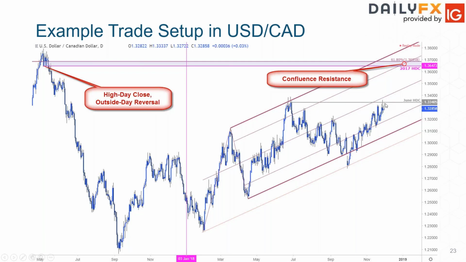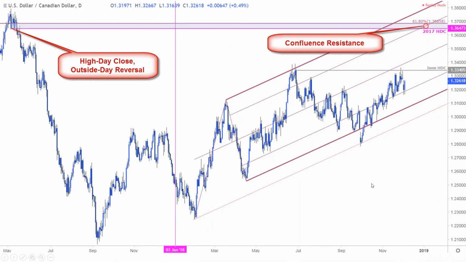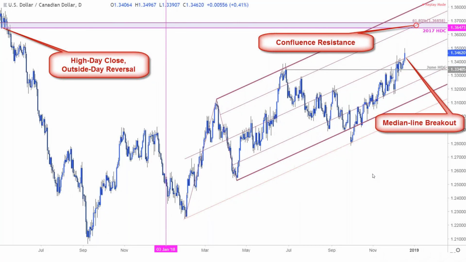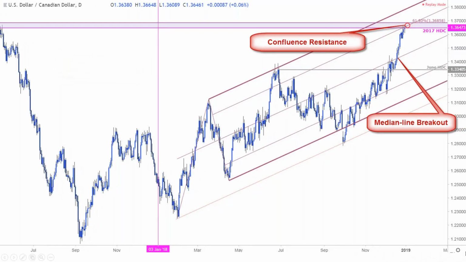If this thing breaks, you're looking for the median line. You're looking for this slope parallel. By the way, in this one, this was actually the 618 of the slope. The breach gave us a really nice rally right into that 36.47 level. Break of the median line, that closed above. There was the rally, into confluence resistance at 36.47, the 2017 high day close, the 618 ratio. So you had a confluence there of Fibonacci, lateral level, and slope.